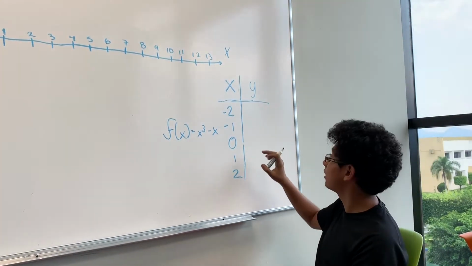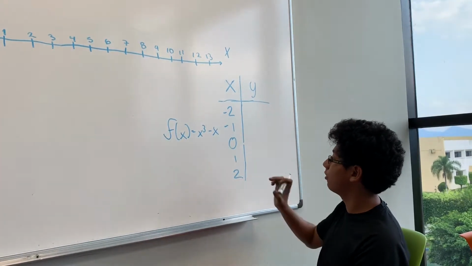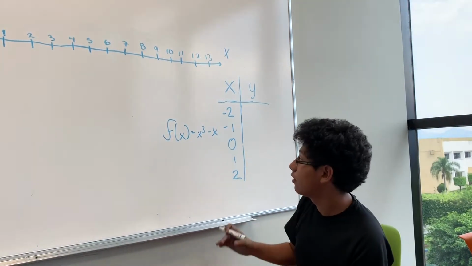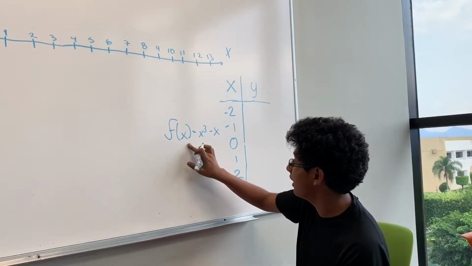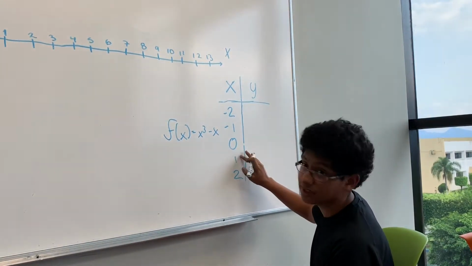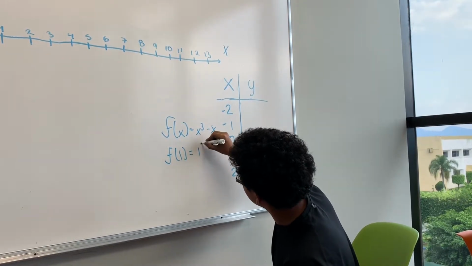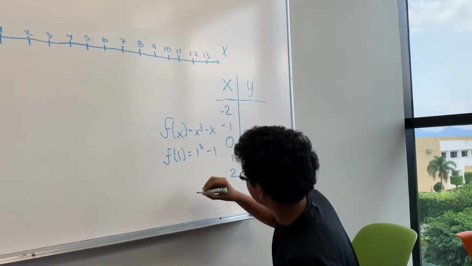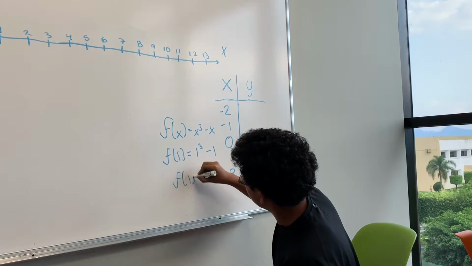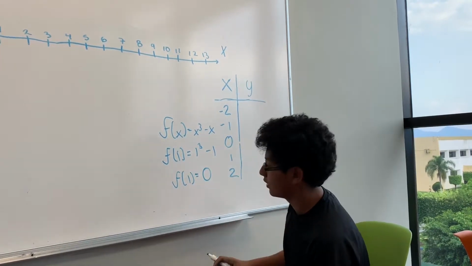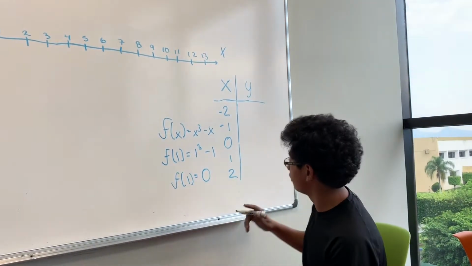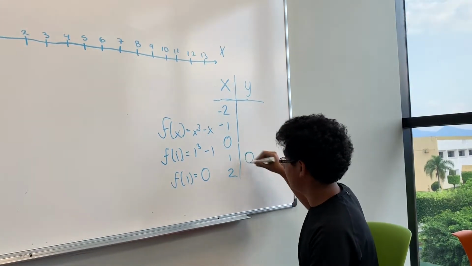First, I'm going to take the value of y at the number 1. So how do we do that? We just need to substitute the x by the values here. In this case, the 1. So f of 1 equals 1 cubed minus 1. This will be f of 1 equals 0. So now that we have this value, we are going to write it here.